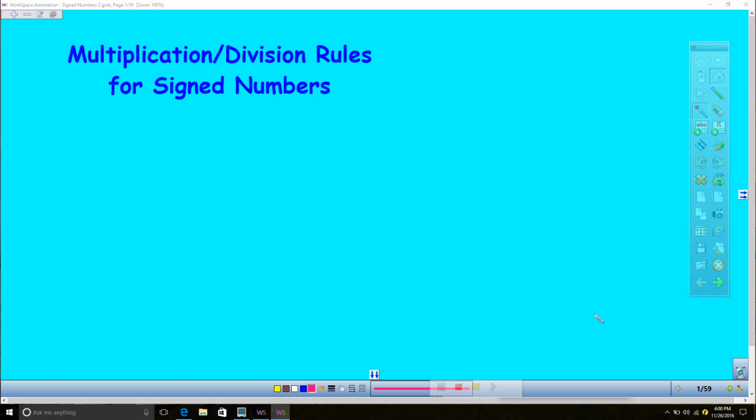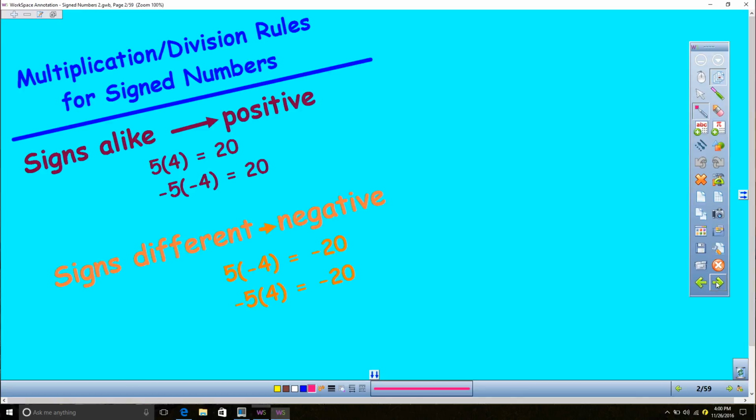Let's review the rules for multiplying and dividing signed numbers so that we can look at some situations where sometimes students have difficulties. Remember that to multiply or divide signed numbers, if the signs are alike, the answer is positive, but if the signs are different, the answer is negative. Now, let me remind you also of the rules for adding signed numbers.